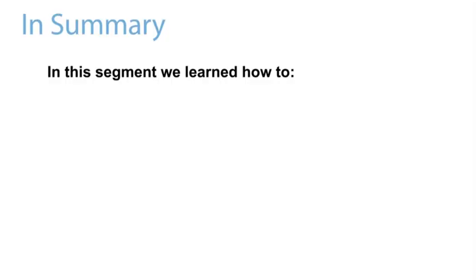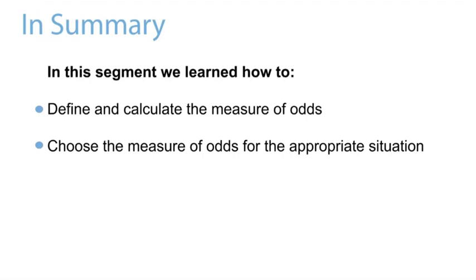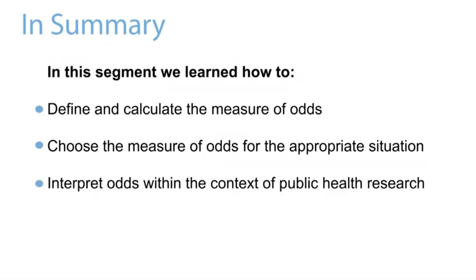This concludes the segment on the measure of health outcome, occurrence, or disease occurrence known as odds. So to summarize what we covered in this segment, we learned how to define and calculate the measure of odds, choose the measure of odds for the appropriate situation, and interpret the odds within the context of public health research.